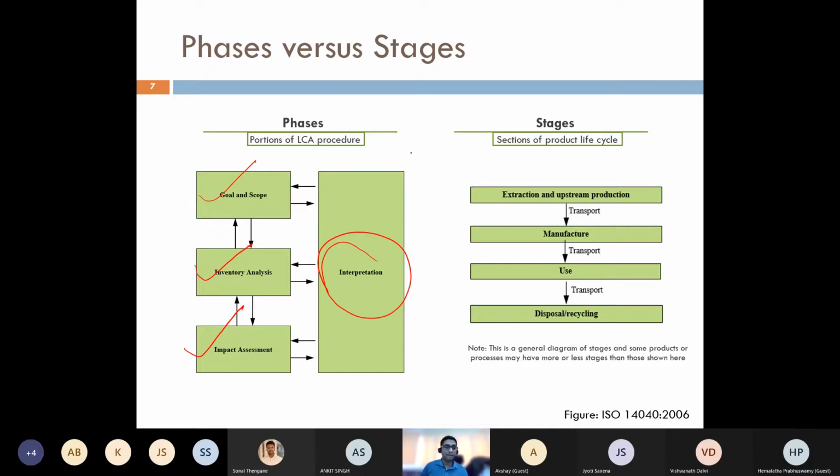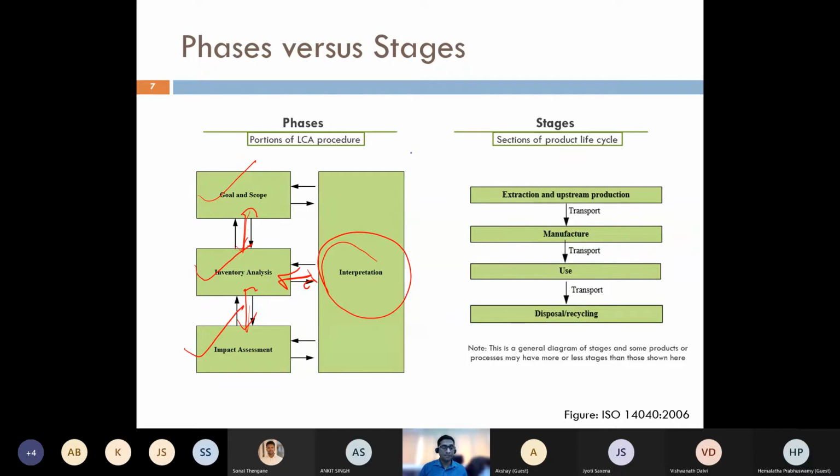Now, an interesting thing to note here is that all these arrows are bidirectional. This is not one directional, which means the whole process is iterative. You don't just start from one place and reach the other phase. You start with one phase, see the output, and then it's fine to go back and update your assumptions, update your inventories, update your impacts which you are considering, and update your interpretation.